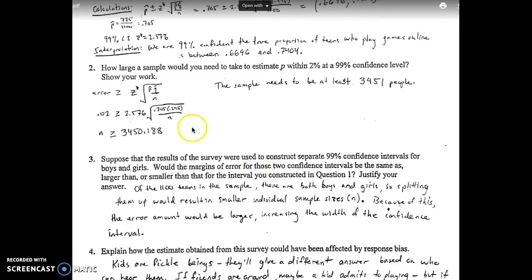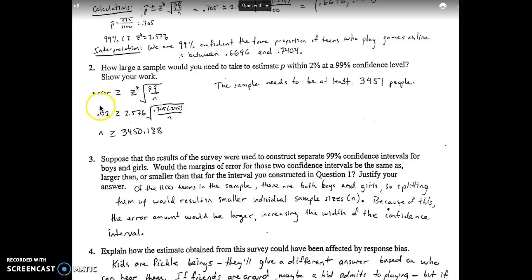Question 2: how large a sample would you need to estimate p within 2% at 99% confidence? So the formula for error estimation, and they don't say the word error in here ever, but when you're estimating it within a certain level, that means error. Your error formula is: the error is greater than or equal to z star times the square root of p hat q hat over n.